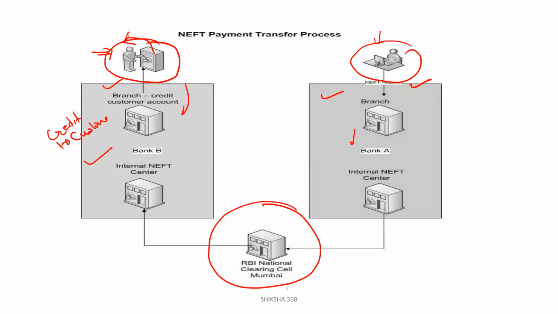Like RTGS has different types of systems, like UTR. Here, this is the simple way how the NEFT is going to be transferred. Any doubt, any query regarding that, please tell fast. How the NEFT goes here. Please respond fast. Anyone has any doubt, any query regarding that?